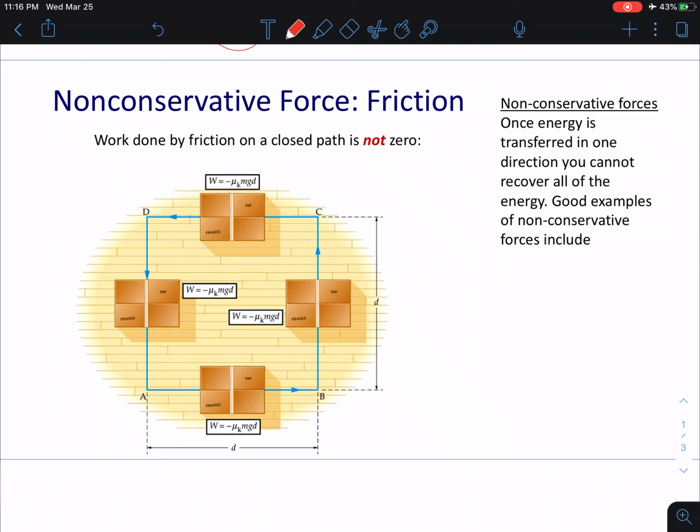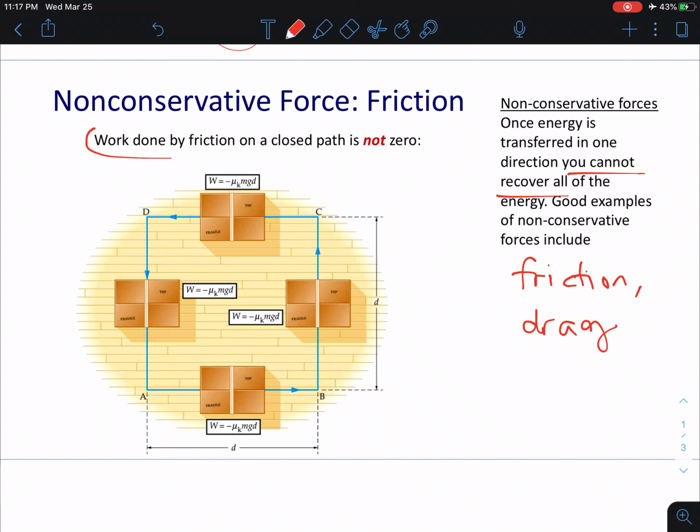And for this case, again, we're going to lose some energy, and once energy is transferred in one direction, you cannot recover all the energy. Okay, that is the reason it is non-conservative, and this includes friction. If you can think of any, like drag, air resistance, those kinds of things are non-conservative forces. So why is that? Because the work done by friction on a closed path is not zero.